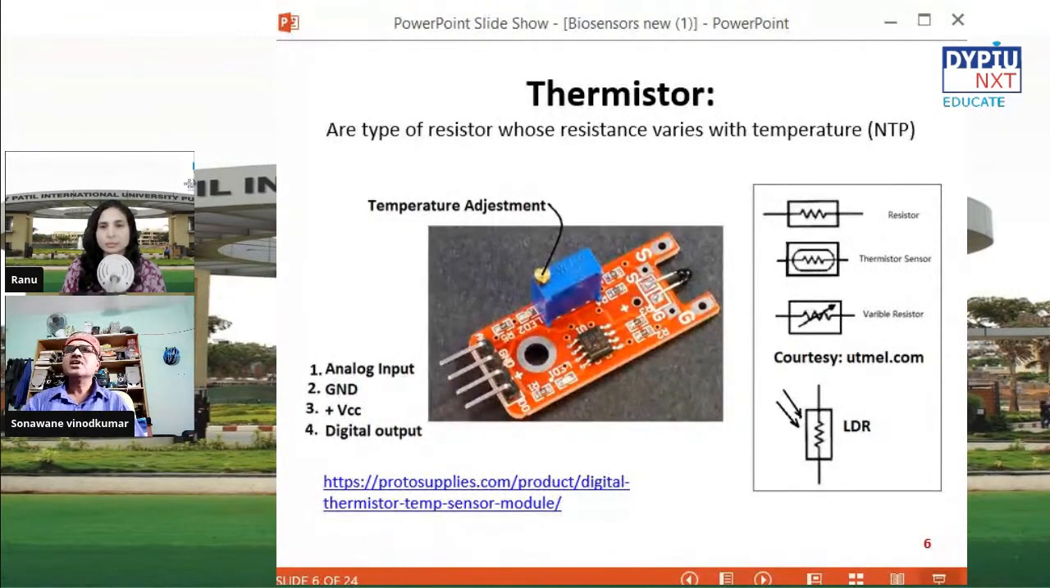But as a device, this is a ready-made form, and the thermistor is useful for measurement of the temperature. We can see on the left hand side it has four legs. One is analog input, ground, positive, and the fourth point is a digital output, right? So what happens in the electronic part is that this signal is processed for the output.